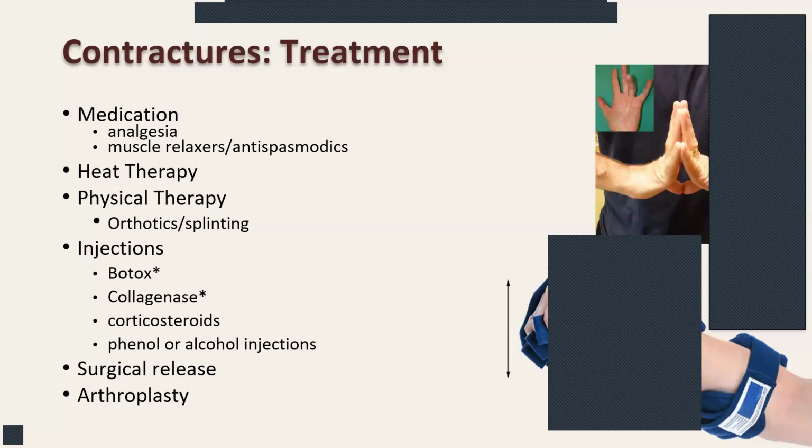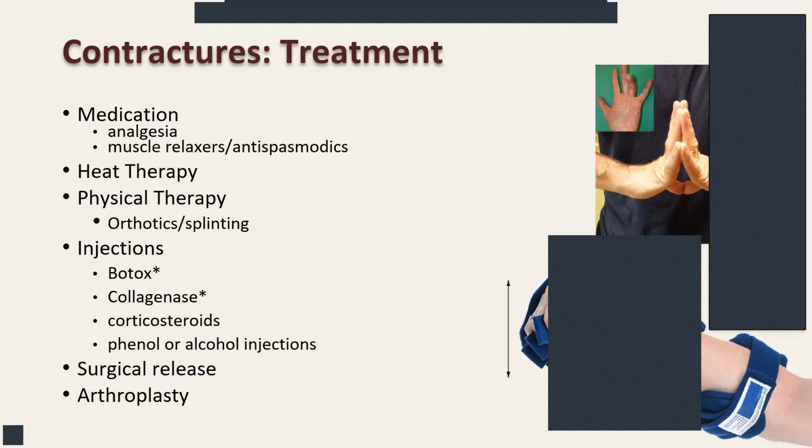Injections can also be utilized to benefit the client suffering from contractures. Botox and collagenase are the most commonly used injections for the treatment of contractures. Botox, which is a paralytic, can help relax the muscle and reduce spasticity. This treatment generally lasts about 3 to 4 months.